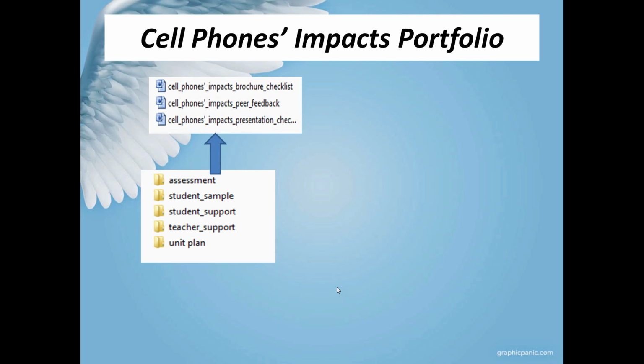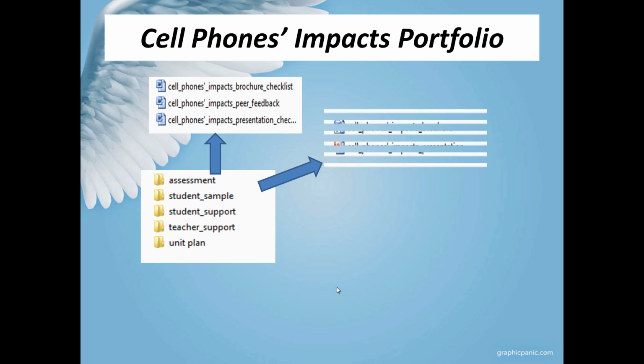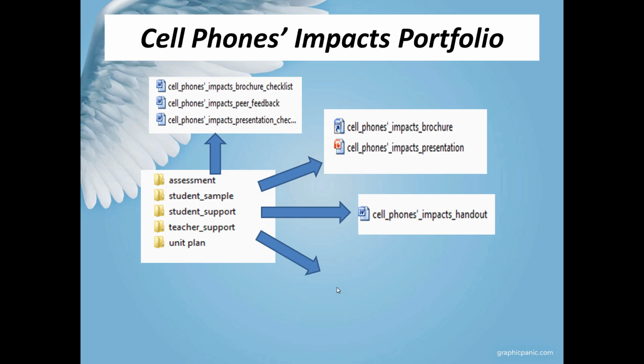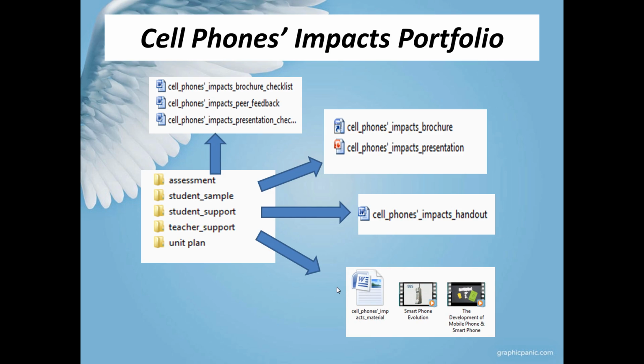Assessment involves brochure checklist, peer feedback, and presentation checklist. The second one is student sample. It includes the sample of brochure and the sample of the presentations. The next one is student support. I put my sample of handout in here. And the next one is teacher support. These are some materials like articles and some video clips I want to introduce to my students. And the last but not least is unit plan.